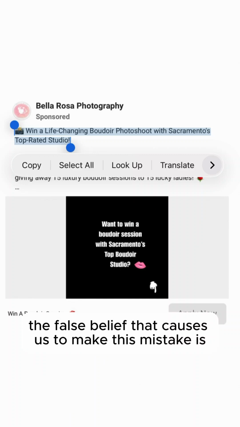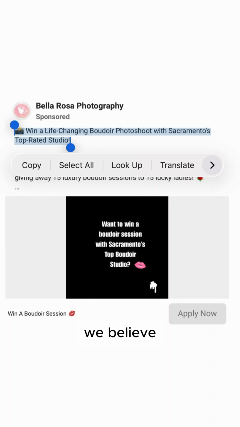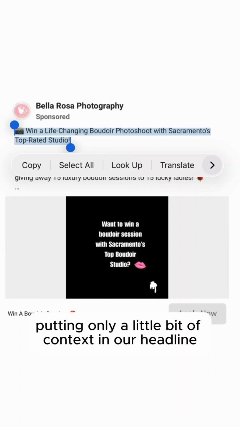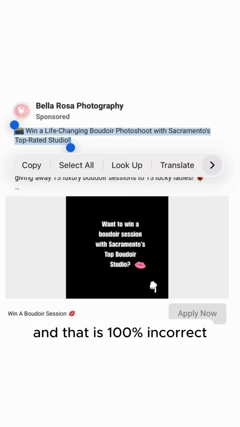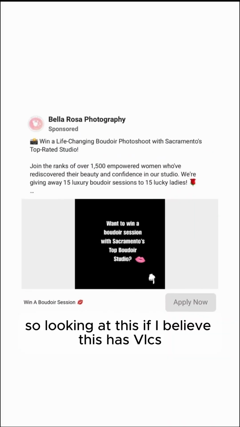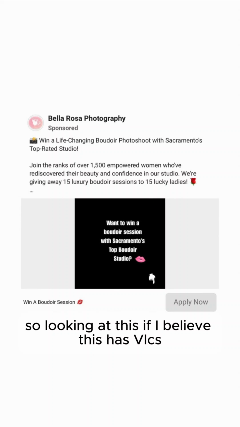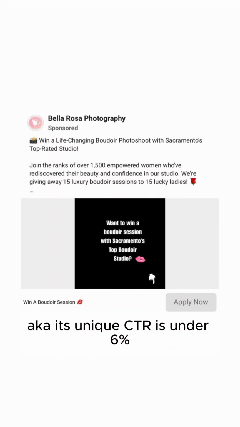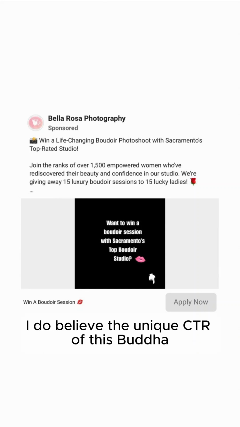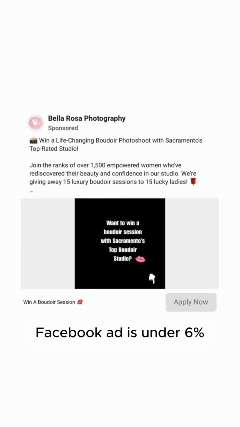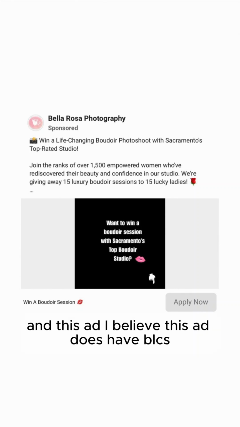The false belief that caused us to make this mistake is we believe putting only a little bit of context in our headline is the #1 way to bring in buyers. And that is 100% incorrect when dealing with Facebook ads. So looking at this, do I believe this has BLCS, aka its unique CTRL is under 6%? So yeah, looking at all the things that I've pointed out, yes, I do believe the unique CTRL of this boudoir Facebook ad is under 6%. And I believe this ad does have BLCS.